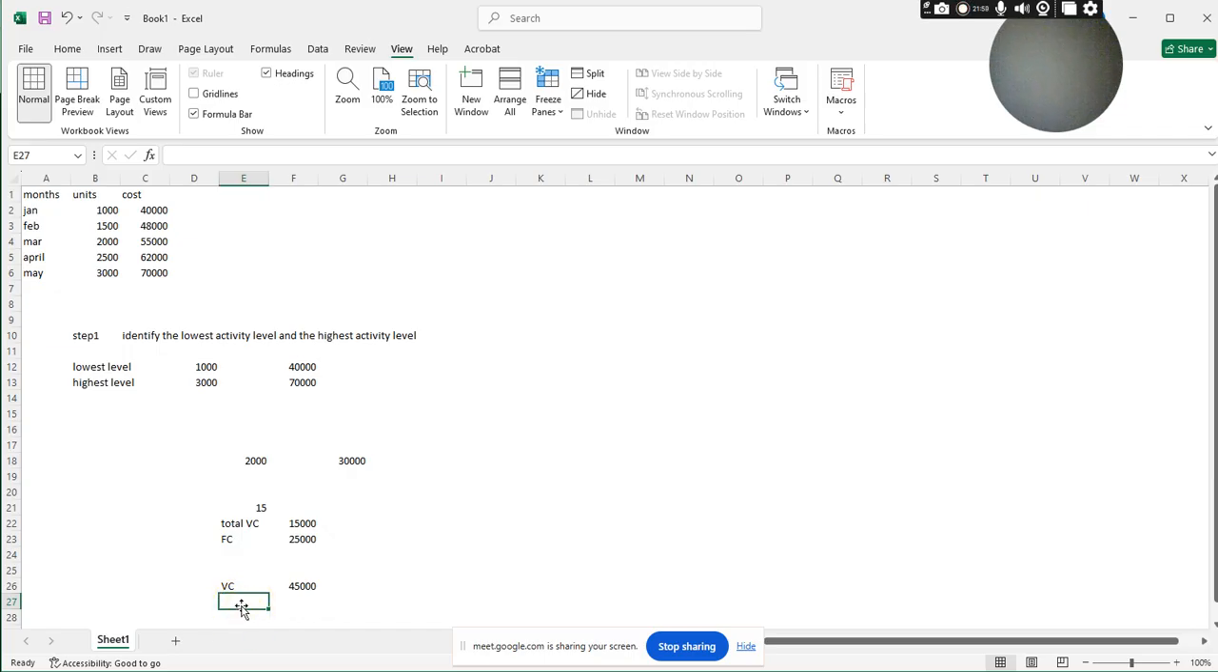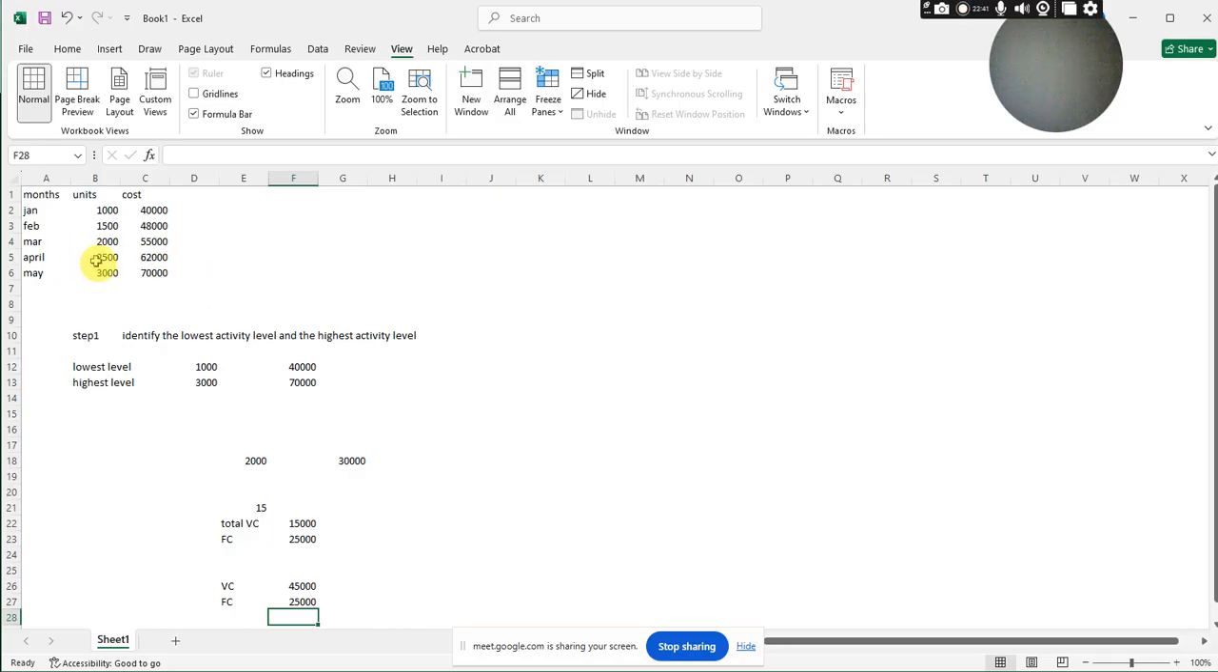So our fixed cost, FC, will be equal to 70,000 minus 45,000. It must give us 25,000, right? Are we following? Yes, sir. That means the fixed cost is always the same. It's always fixed. Now we have gotten our variable cost per unit to be 15 naira.